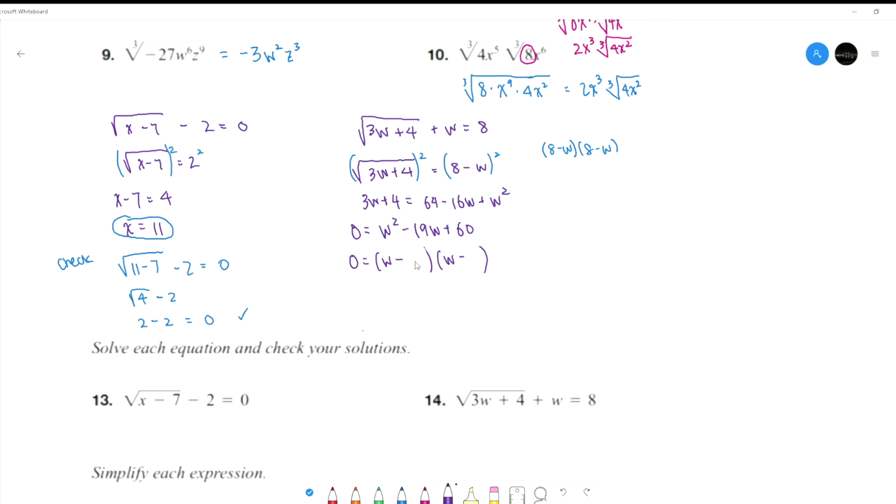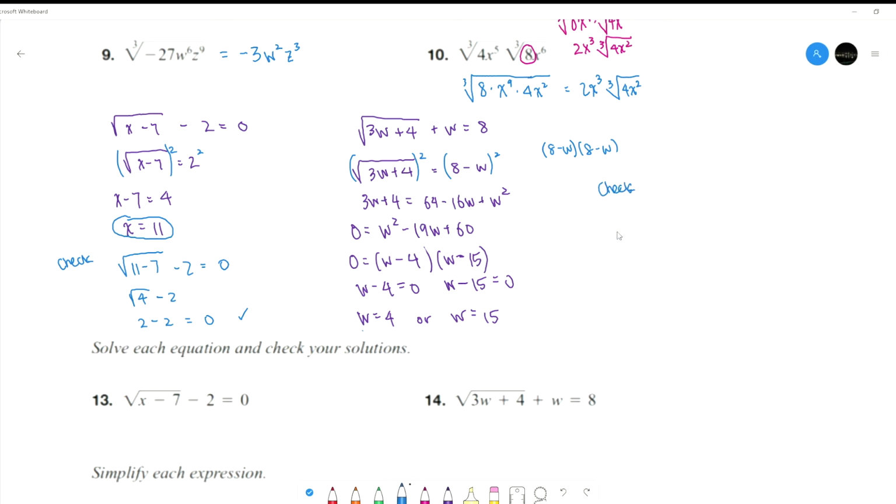15 times 4, that's what I just said. So this is 4 here, and this is 15. I knew something was wrong there. All right, w minus 4 is equal to 0, w minus 15 is equal to 0. Therefore, w is equal to 4, or w is equal to 15. Yeah, that one's right. Okay, let's check this.